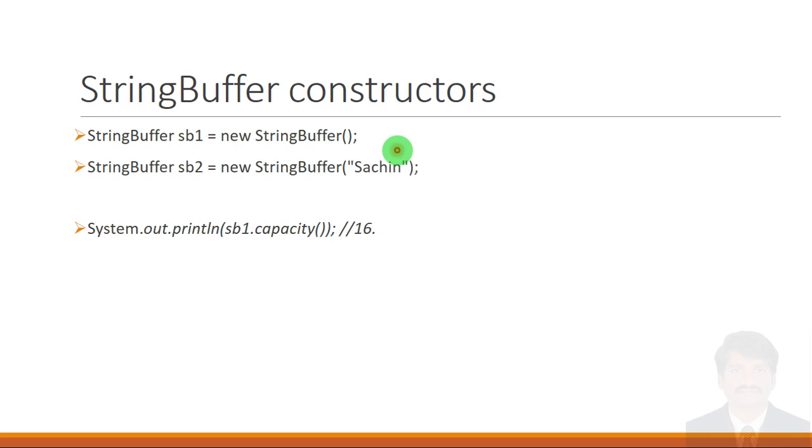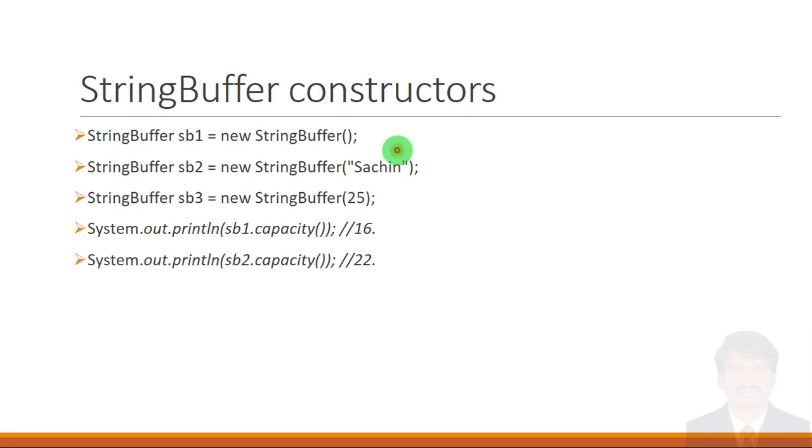Next one. When we create StringBuffer sb2 is equal to new StringBuffer of Sachin, with 6 characters, then the StringBuffer will be created with 16 plus 6, 22 capacity. And the third one is StringBuffer sb3 is equal to new StringBuffer of capacity 25. In this case the StringBuffer will be created with 25 capacity.